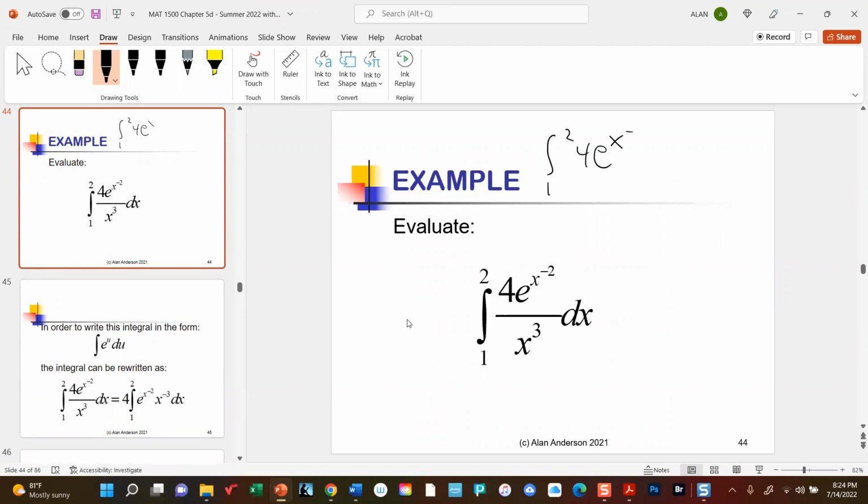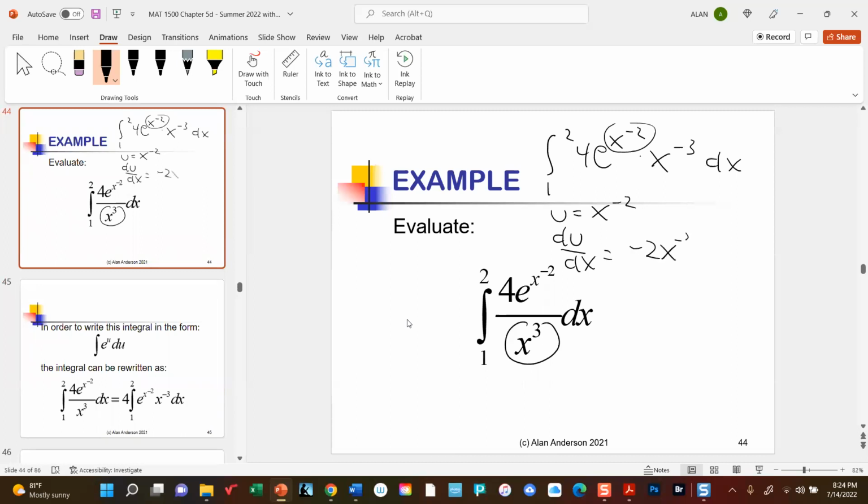4e to the x to the -2 power. Of course, because this is in the denominator, it becomes x to the -3 power. So if we allow u to be the exponent of e, then du/dx would be -2x to the -3. So we don't quite have that.